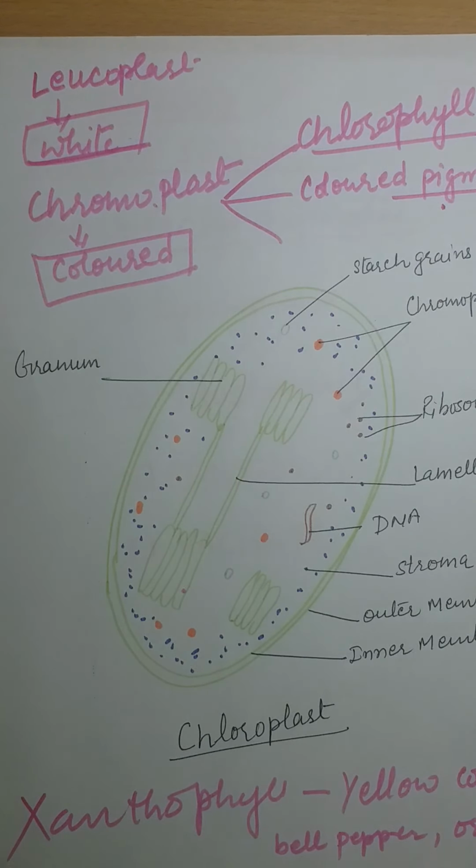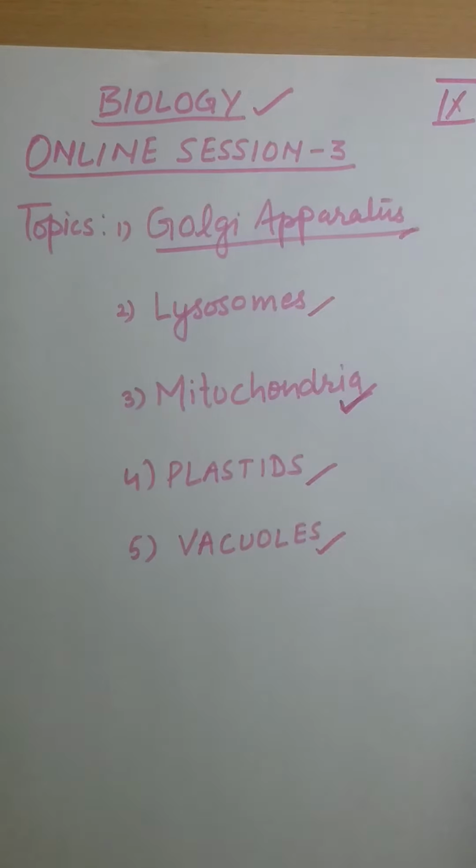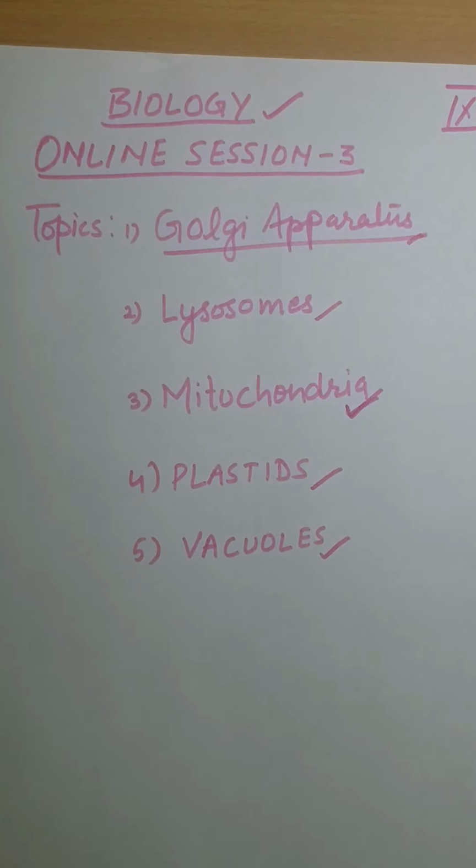Then leucoplast is over, chromoplast is over, chloroplast is over. Okay, beta. Now it comes to the next topic, that is vacuoles. So what are vacuoles? Vacuoles are storage sacs for storage of solid or liquid content.